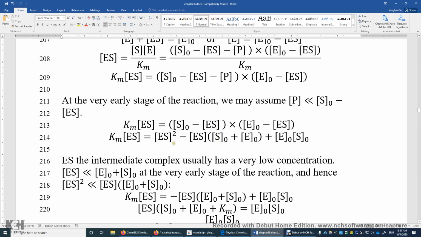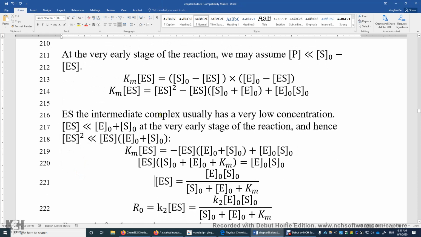So what I'm going to do is compare this term with this term. They have a common factor, which is ES, and then we'll compare the second ES in this term with the sum of S0 plus E0. And again, ES is much, much smaller than E0 plus S0. Usually we have a very high concentration of S0 and very low concentration of ES. Remember, because of the very low concentration of ES, we used the steady state approximation.